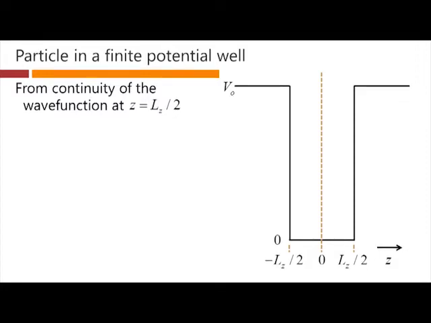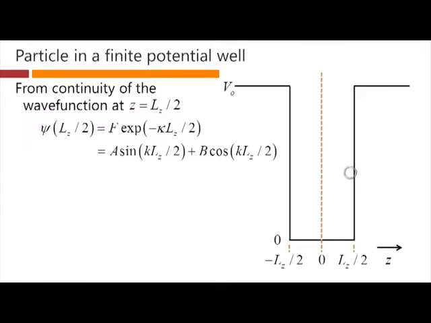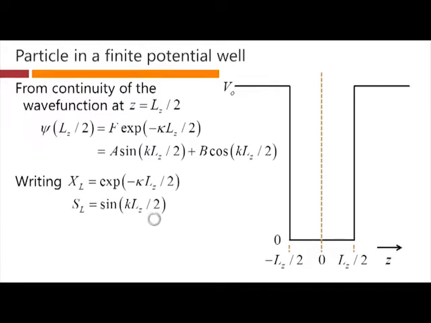So here's our wave function at Lz over 2 just on the right-hand side of the barrier. It's going to start out like this. And just on the left-hand side of the barrier over here, we're going to have some combination of sine and cosine-like wave functions. To simplify our writing, instead of writing e to the minus kappa Lz over 2, we're going to write instead x sub L. And instead of writing sine k Lz over 2, we're going to write instead just s sub L. And instead of writing cos k Lz over 2, we're going to write just c sub L.